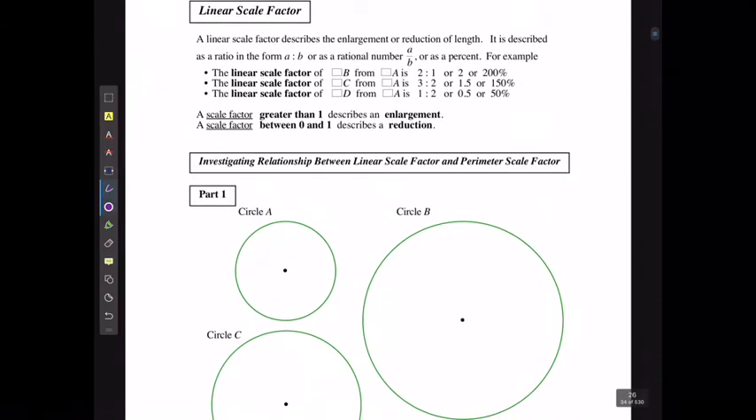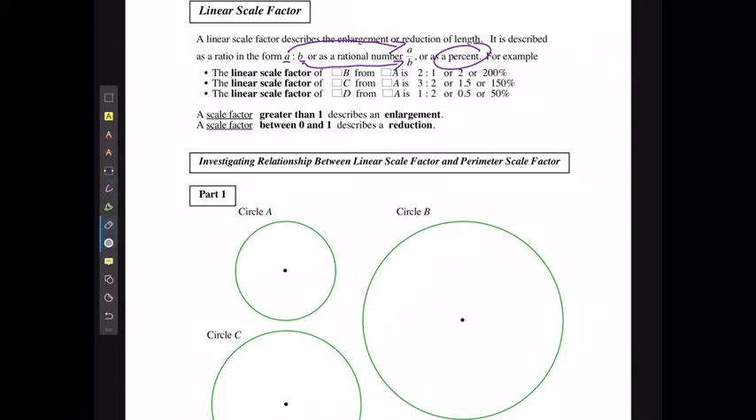So, a linear scale factor describes the enlargement or reduction of a length. It is described as a ratio in the form of A to B, or as a rational number where the number on the left-hand side is the numerator and the number on the right-hand side is the denominator. We can also do it as a percentage. So, the linear scale factor of B from A is 2 to 1, or 2, which would be 200% when I times it by 100.